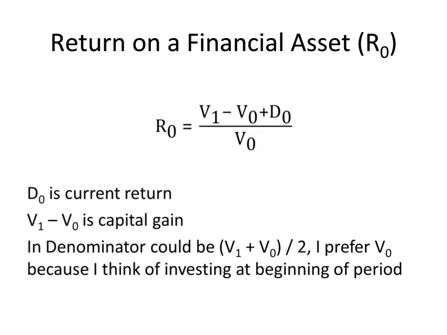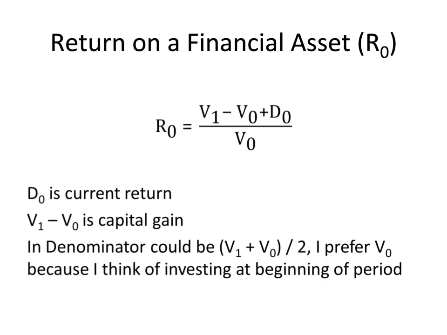Now to the nitty-gritty of calculating returns. This equation gives the returns: V sub 1 minus V sub O plus D sub O, divided by V sub O. Let's go through some of the intuitions of that. And that's a rate of return. This will be a percentage.